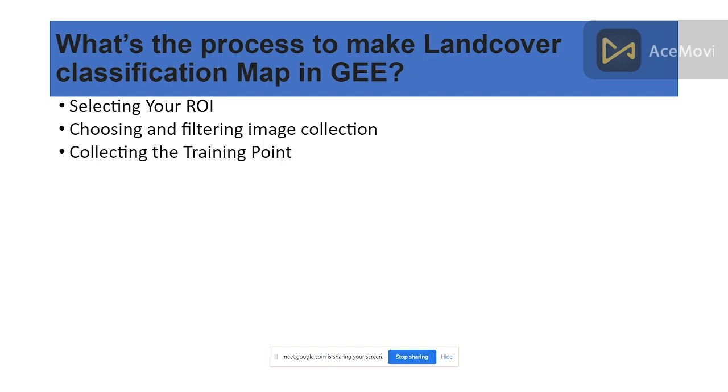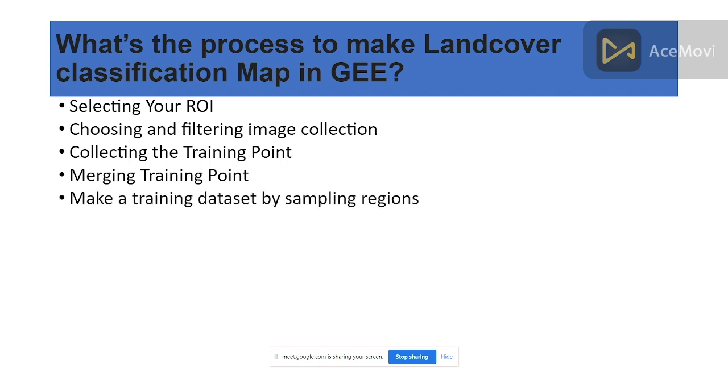After that, collect the training points. This time, it's a supervised machine learning model, so for that you must use the training points or training samples. You need to collect them to develop the supervised algorithm. After that, you need to merge all of those training points and then make a training data set.